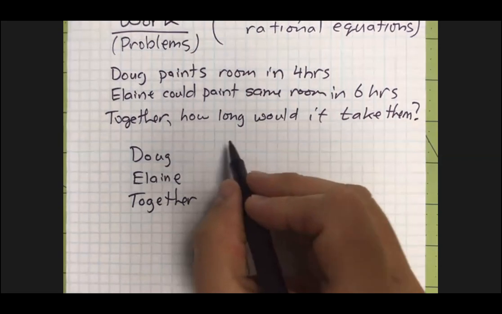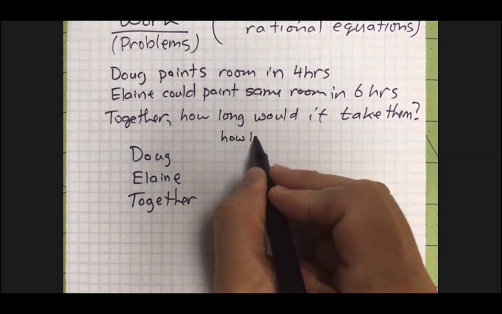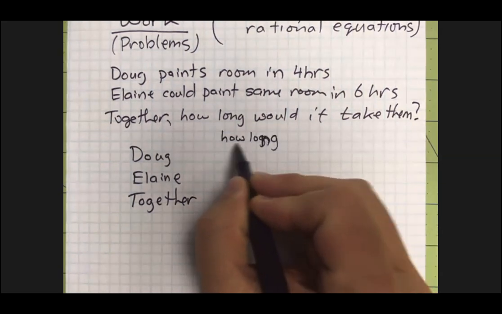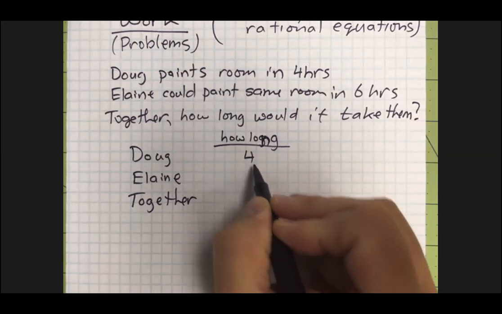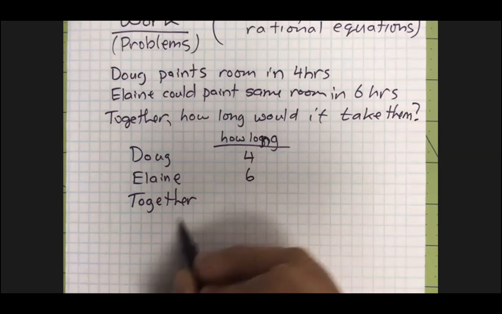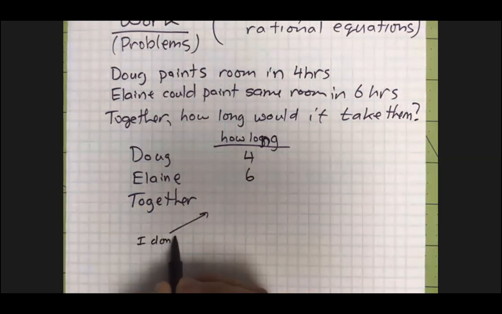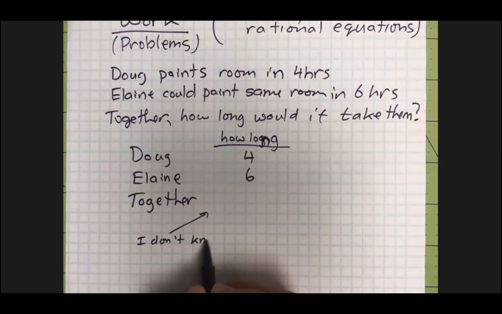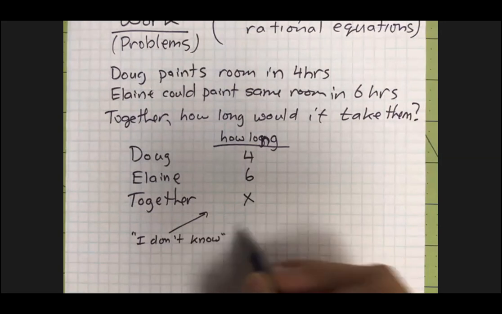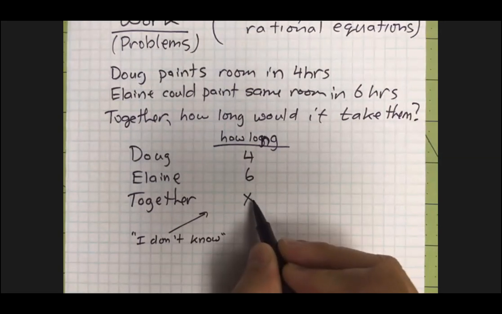So we know how long it takes Doug, and we know how long it takes Elaine. How long does it take them together? And the first words that come out of your mouth are, I don't know. That's okay. I don't know is the variable. Usually when you say, I don't know, you can make that the variable.